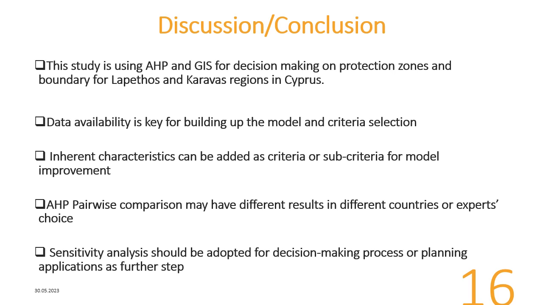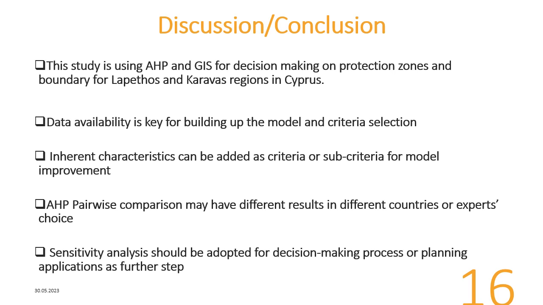As we mentioned above, this study is using AHP and GIS for decision making on protection zones and boundary for Leptos and Karavaz region in Cyprus. We would like to emphasize that data availability is key for building up the model and criteria selection. Particularly for the GIS studies, it is really important to obtain the data from the ground for architectural values, structural condition, function, and other dimensions of the hierarchy that is set up in this study. More importantly, sometimes inherent characteristics can be added as criteria or sub-criteria for model improvement.